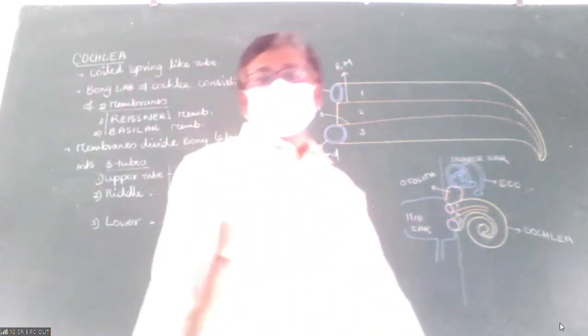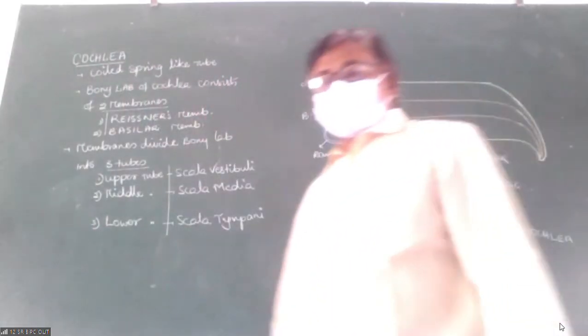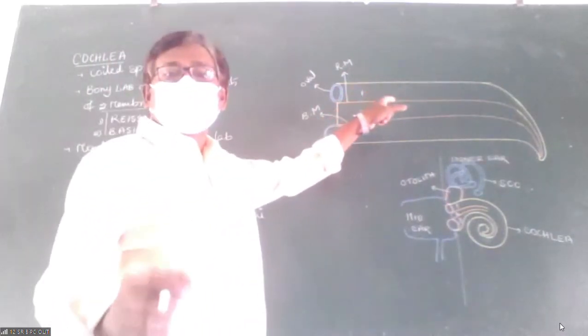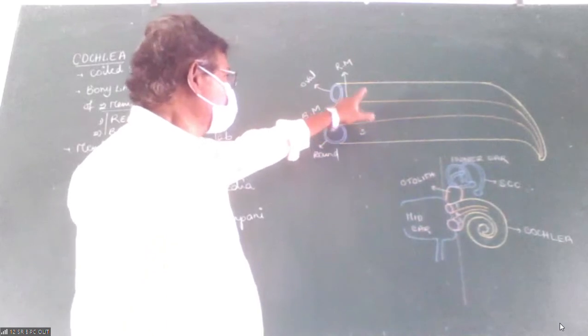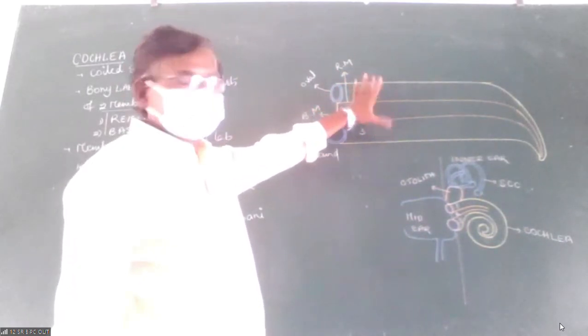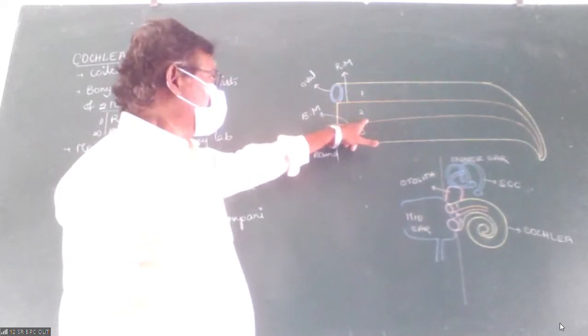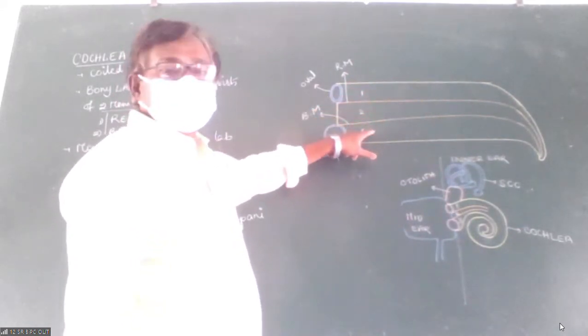Scala tympani. Understand? Now you can see these two: Reissner's membrane. Again, carefully, I'm telling you very slowly. This is very complicated. This entire one is the bony labyrinth, and these two are membranes in the bony labyrinth, which divide the bony labyrinth into three tubes.